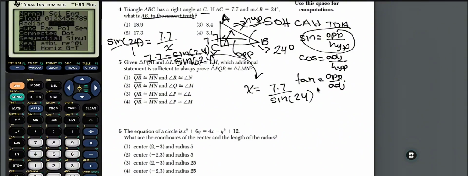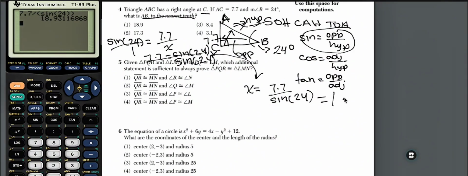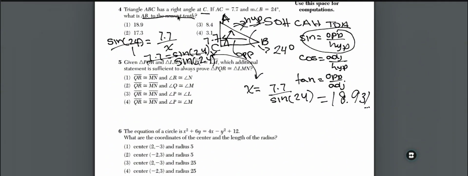So now I'm going to go back and type into my calculator 7.7 divided by parentheses sine 24. I'm going to hit enter, and my answer is going to be 18.931, and it keeps going. If I recall, my question says to the nearest tenth. So to the nearest tenth, this equals 18.9. And that is going to be answer choice number 1.